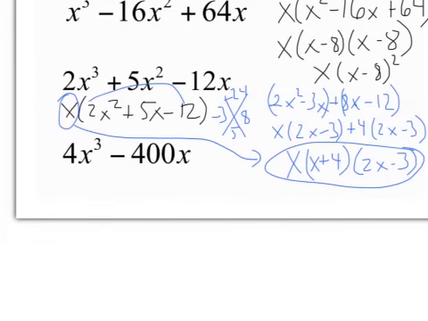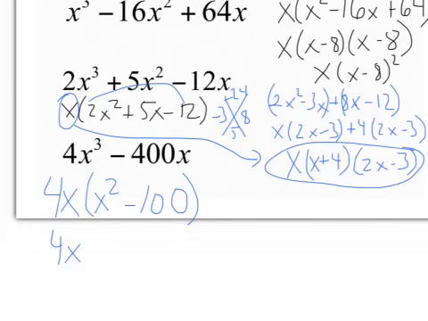The last one here. First, I'm going to factor our GCF. So I'm going to factor out a 4, and it looks like I can also take out an x. So I'm left with x squared minus 100. Now, some of us might be thinking, ooh, I can also factor that x squared minus 100, and you're absolutely right. It's a difference of squares. So I have 4x times x minus 10, x plus 10. That's one of our quick ones that we can do. So we get x minus 10, x plus 10.